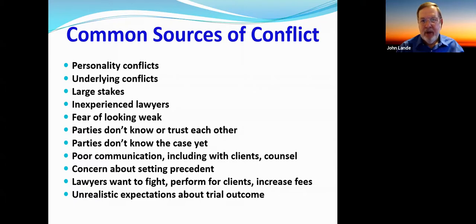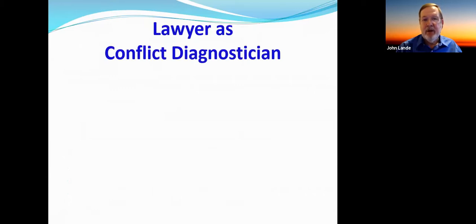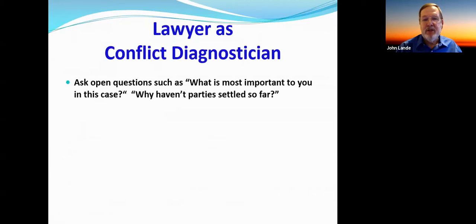So part of your job as a lawyer is to figure out what the problem is. Are any of these or other things going on? And obviously, if the problem is the unrealistic expectations about the trial outcome, you can talk about that. But if there are these other issues, you may be able to help your client, particularly if a lawsuit hasn't been filed, to focus on the sources of conflict and resolve the conflict. So basically, I talk about lawyers as being conflict diagnosticians. Your job is to figure out what's going on.